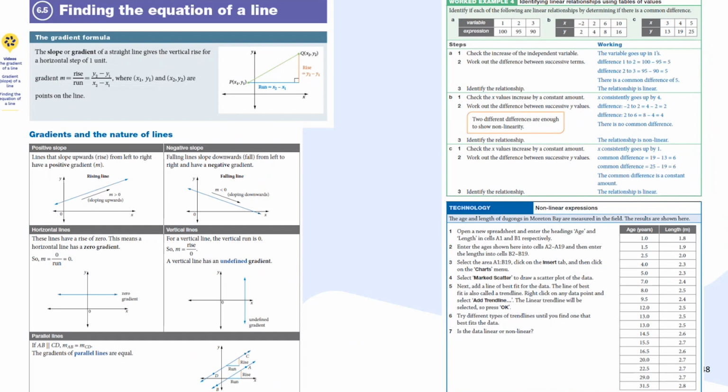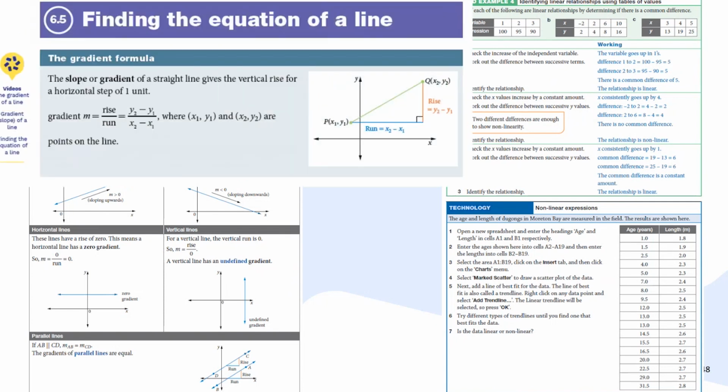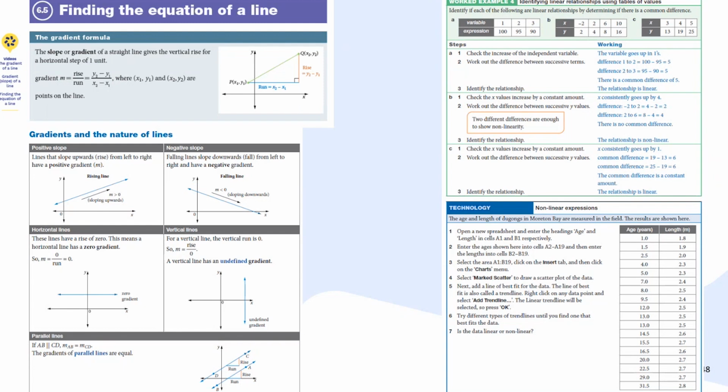And then again, this is 6.5, finding the equation of a line. And again, you'll notice that we try to break up the page and have things in boxes and highlight things. Any important formulas like the gradient formula is in a shaded box like this with a diagram, because don't forget our visual learners there in our classrooms. So we've got more Nelson MindTap resources. In this case, we've got 3 videos on the gradient of a line and finding the equation of a line. So that's very handy. And we've also got different types of lines and their gradients in this table down here.